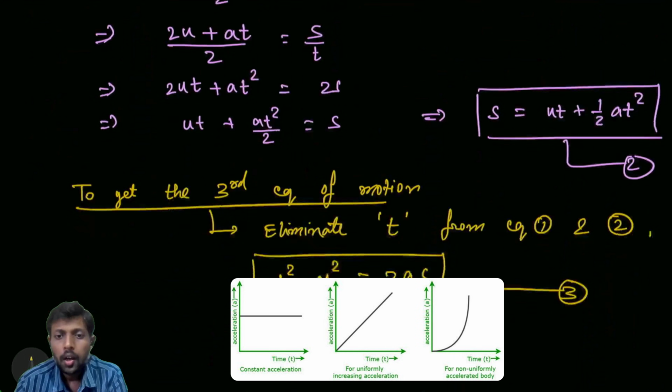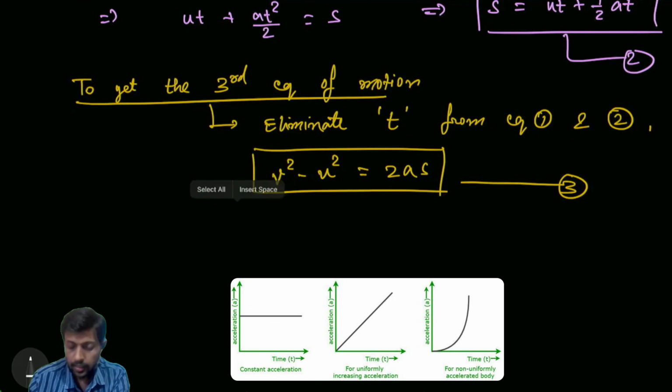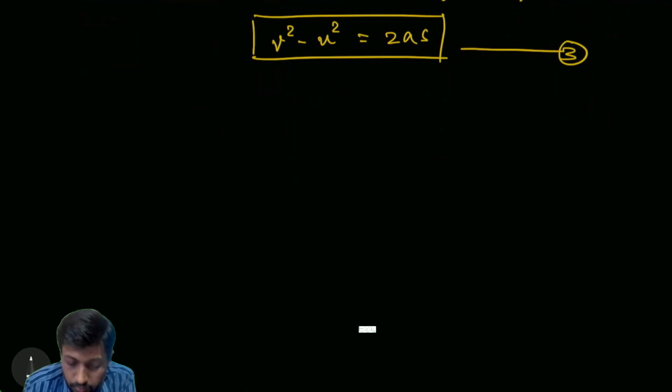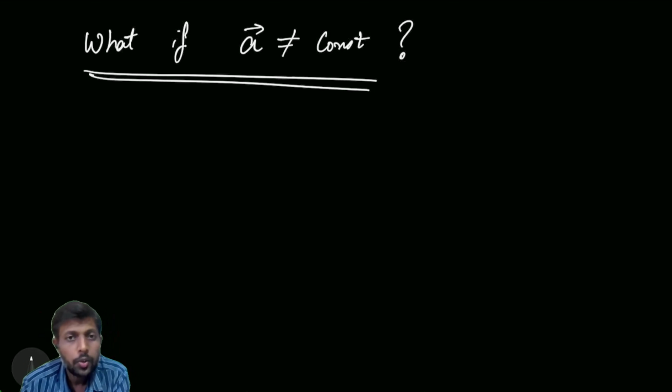No. Okay, we cannot apply these three equations of motion if acceleration is variable. So let's look at that now. What then? Then we shouldn't use the equations of motion. Then what we should use is the differential relation between acceleration, velocity, displacement.